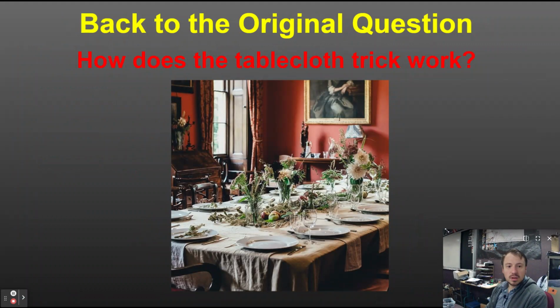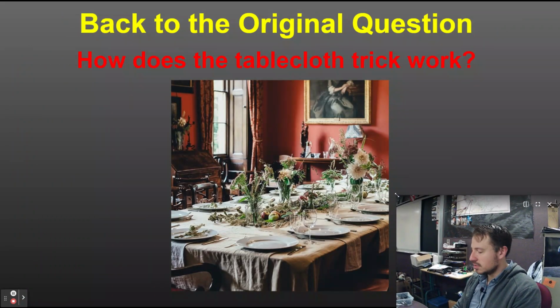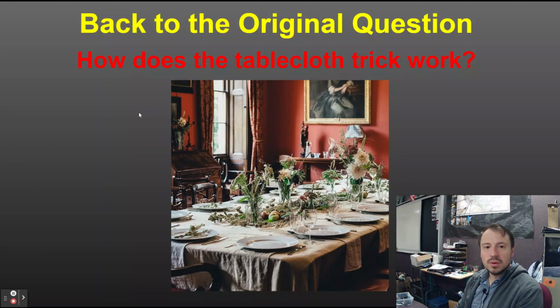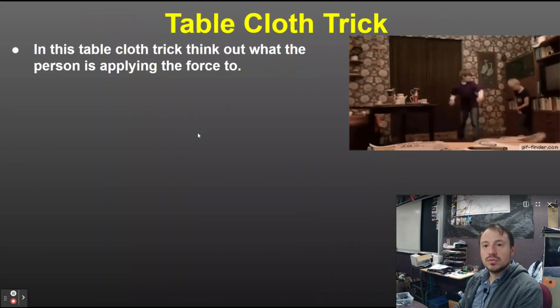How does the tablecloth trick work? At this time, I'll go ahead and give you the verbal code. The verbal code is 824. I say that again, the verbal code is 824.